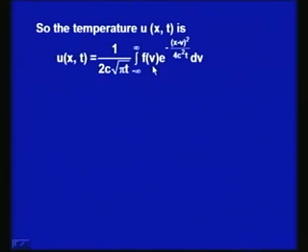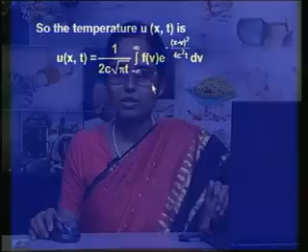Now, here I will substitute the value of f, which is 100 between minus 1 and plus 1 and 0 elsewhere. What we are assuming is that whenever we have a limit from minus infinity to plus infinity, and the function is defined in a finite range and is 0 in the other range, even in the infinite range we take the integral to be 0.